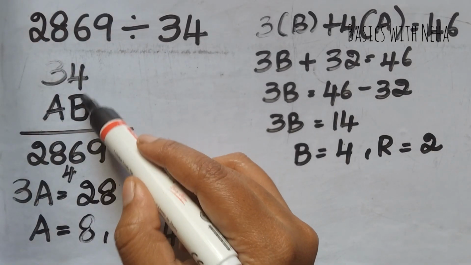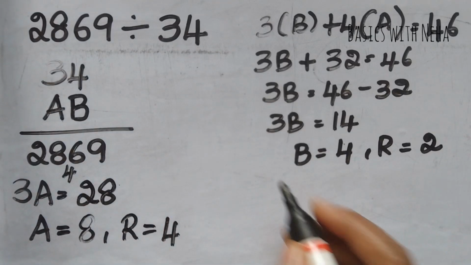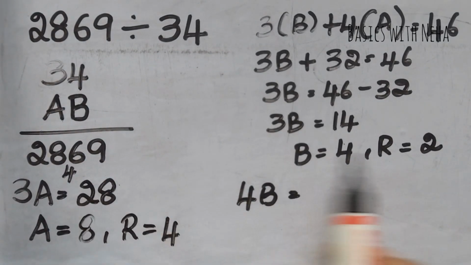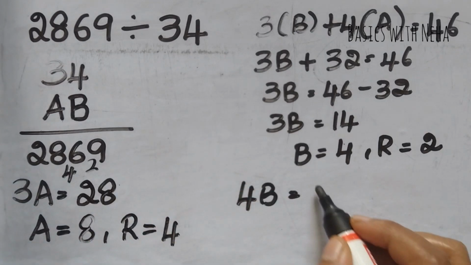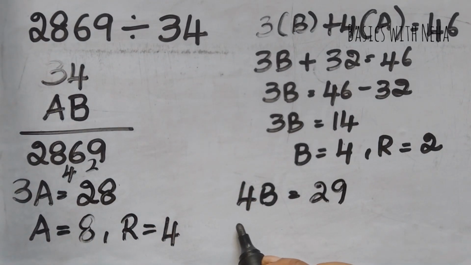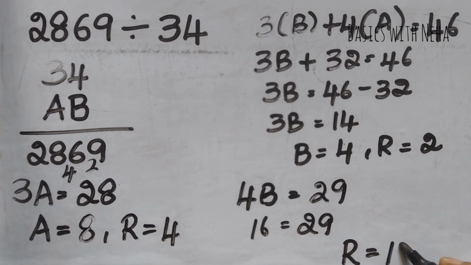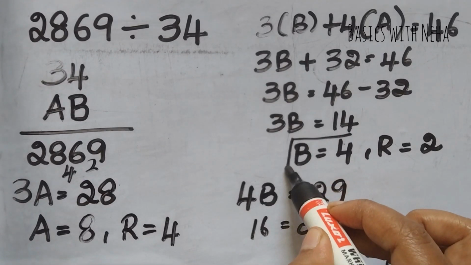Now this is not the final. We have 4b also to be done. So we have to substitute the value of b. So 4b is equal to, I have the remainder as 2. I'm going to take 2 here as 29. So 4 into b, that is 4 into 4 is 16 is equal to 29. So 29 minus 16. So if I do 29 minus 16, I'm going to get the remainder. That is 13. So my value for b is 4.